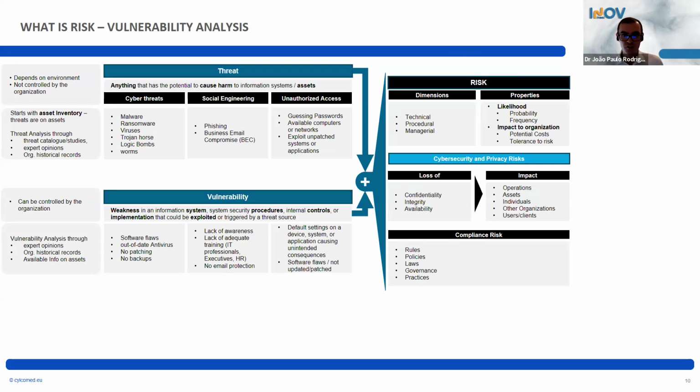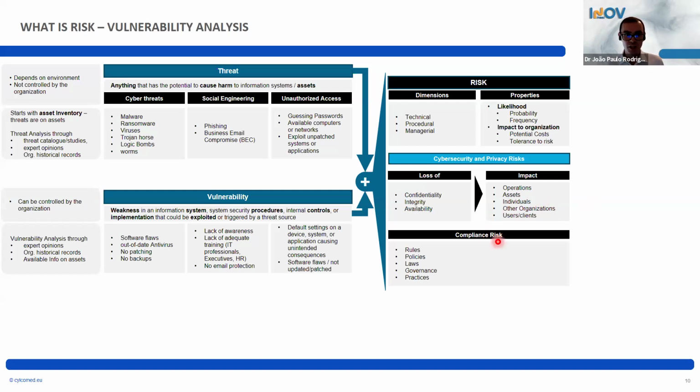So now, what is the risk? So risk is a combination of a threat and a vulnerability. So important to note is that a risk does not have only a technical nature. It could be procedural, could be managerial, and a cybersecurity and privacy risk has to do with or is related to losing confidentiality, integrity, and availability, which will impact the operations, assets, individuals, other organizations, users, and clients.